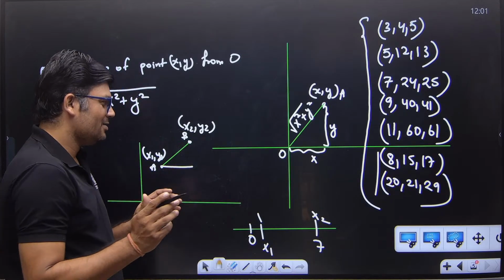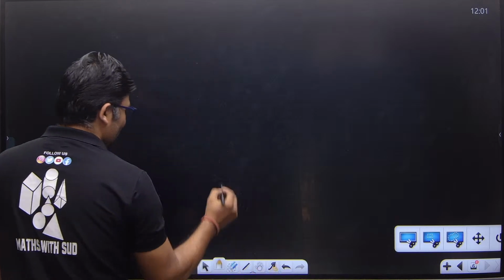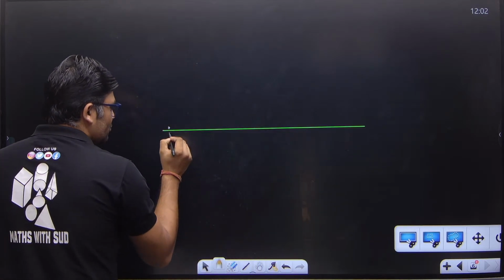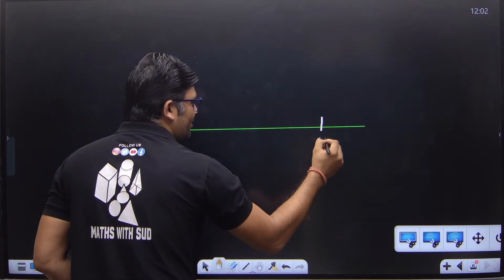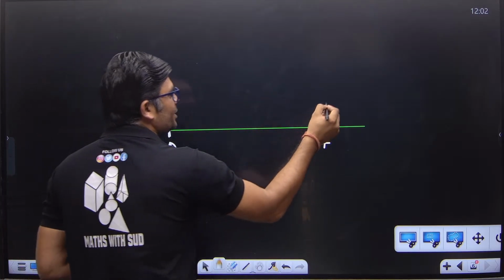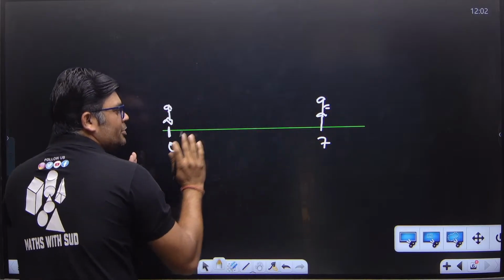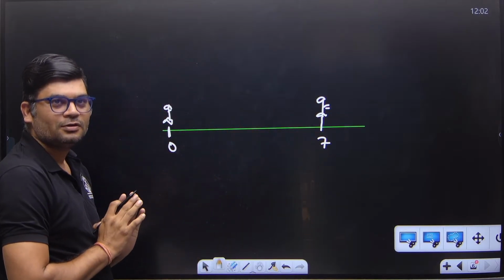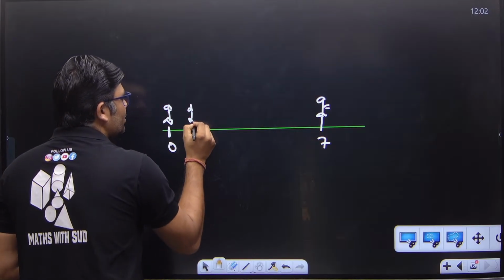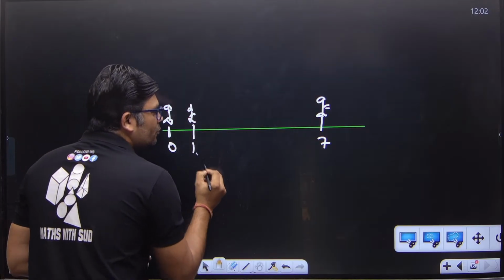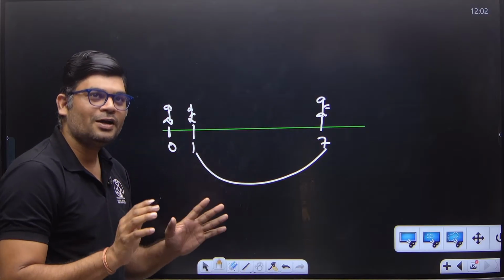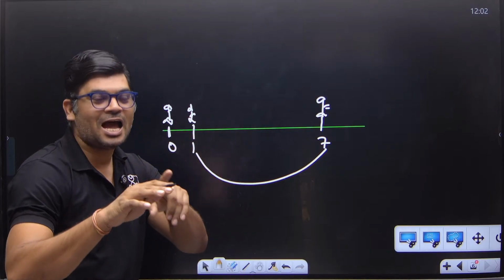Let me put it another way. Look at this. This is 0 and this is 7. You are standing here and your final position is here. Can you tell me how much you have moved? 7. Now suppose you are standing on this 1 and you have moved to 7. How much have you moved? 6. Wonderful.